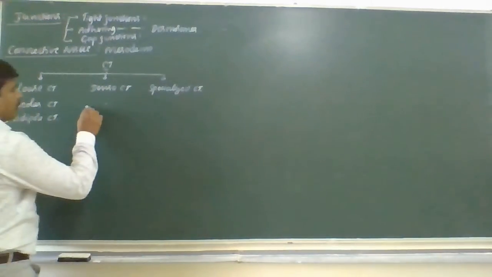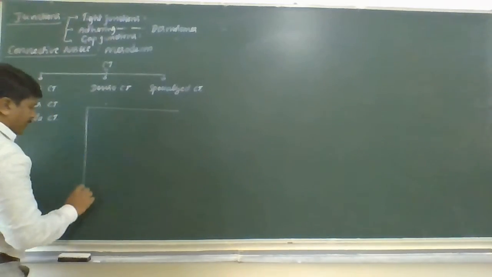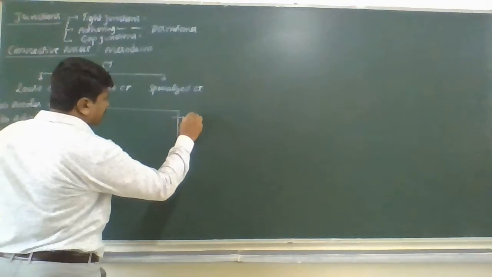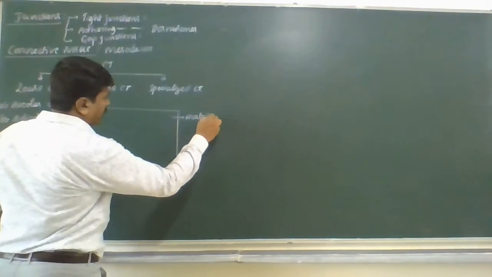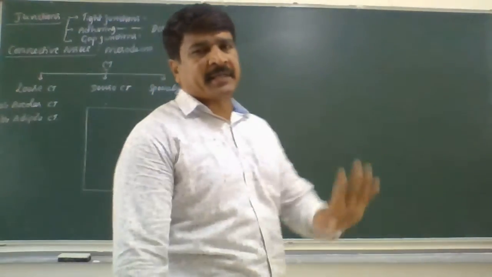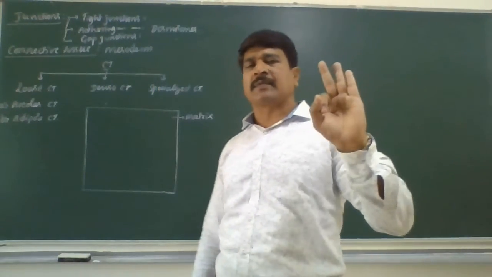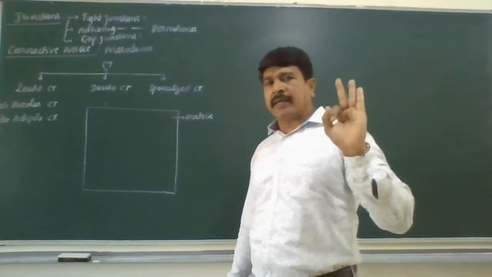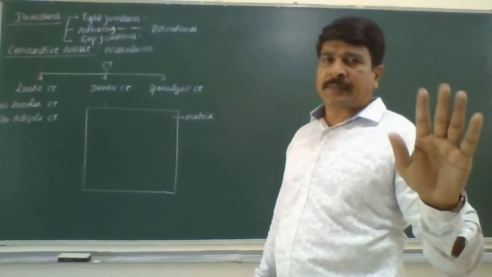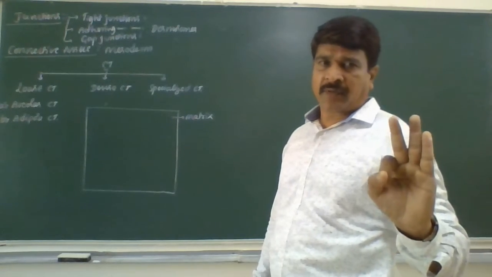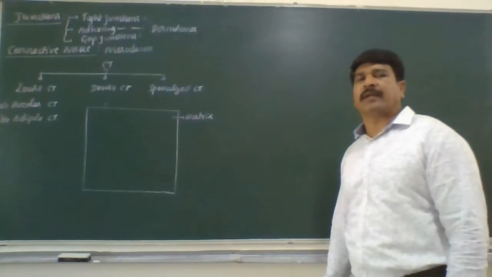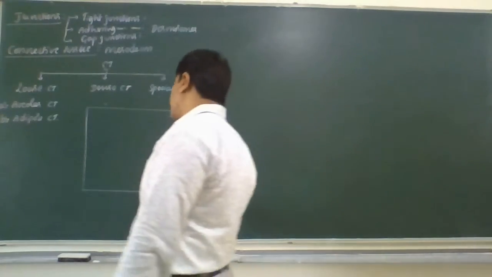Listen to me. Let us consider the areolar connective tissue. This is called matrix. In the matrix of the areolar connective tissue, there are 5 types of cells and 3 types of fibers. First, let us come to the cell types present in the matrix of the areolar connective tissue. One by one we are going to discuss.